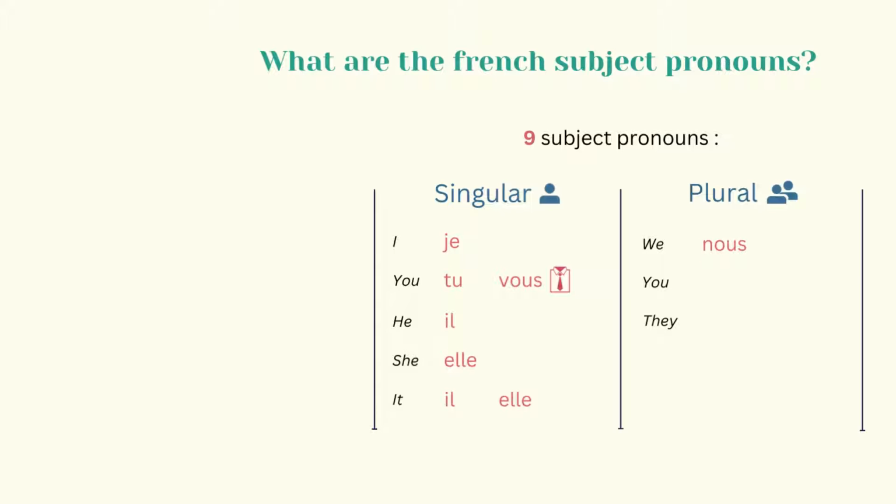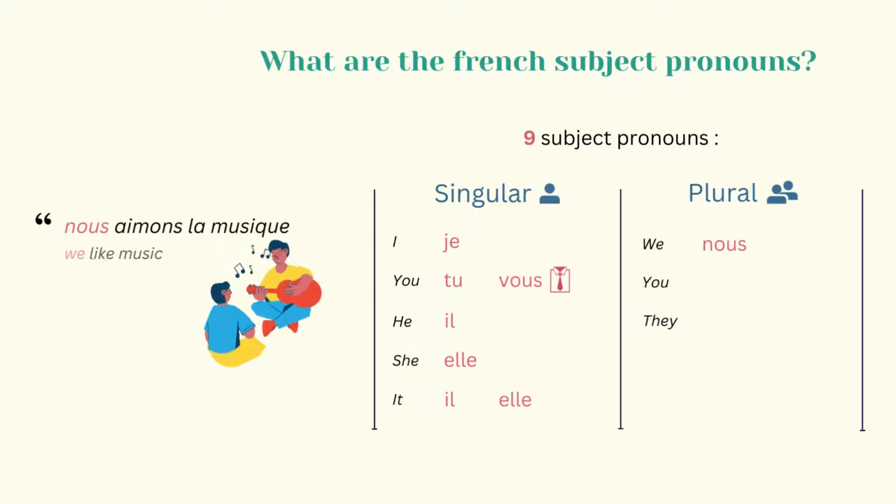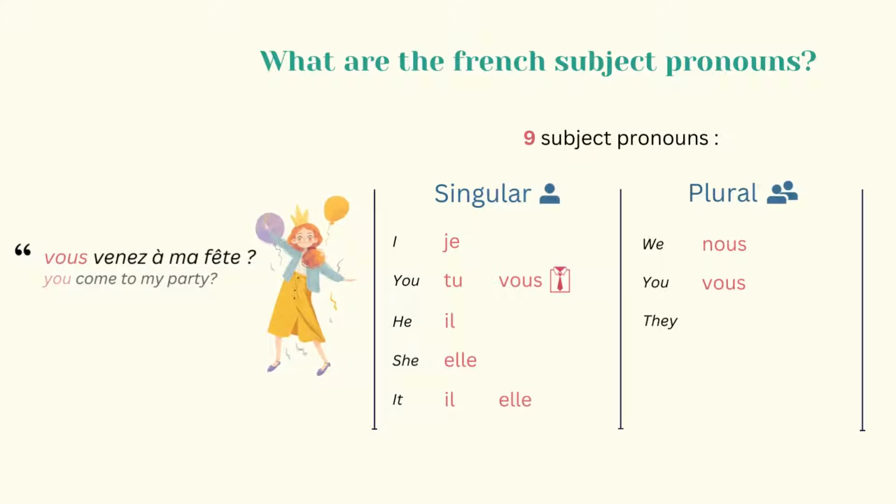Now let's move to nous. I use nous to talk about a group of people that includes myself. For example, nous aimons la musique. The pronoun vous, which we saw before, can also be used when I talk to a group of people. For example, vous venez à ma fête?